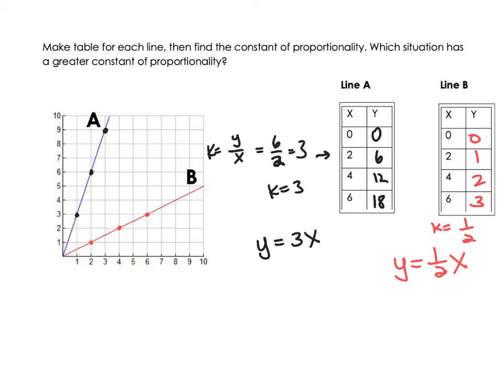Now it asks which situation has a greater constant of proportionality. That would be line A, because the constant of proportionality is 3 for that one, and the constant of proportionality for B is 1/2. Next.